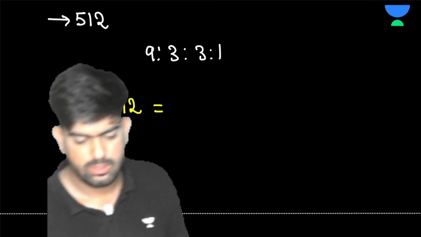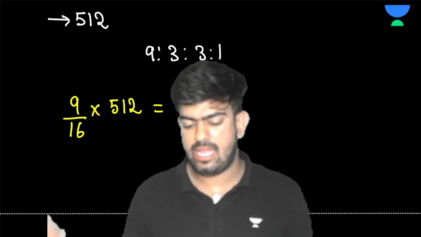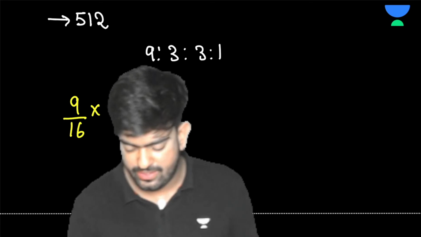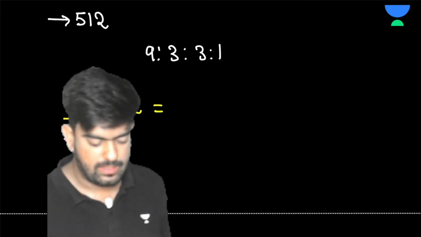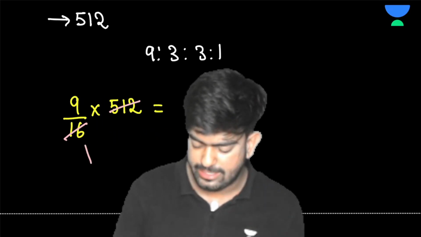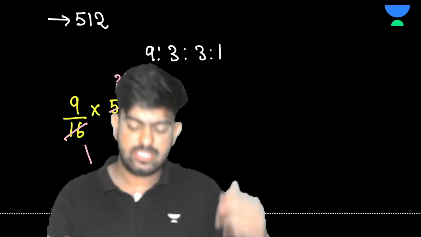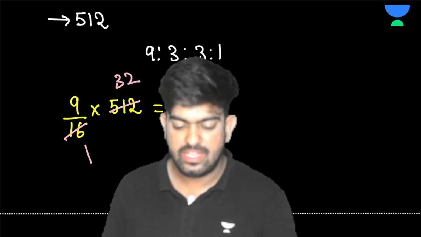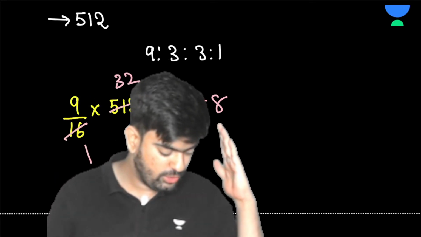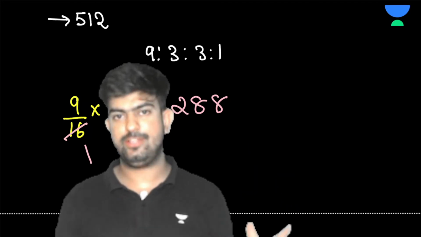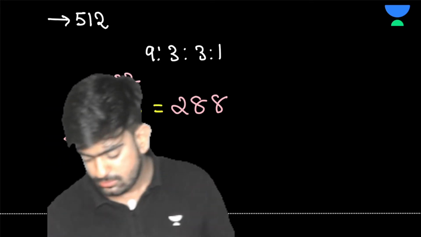288. Okay, 288. 16 and 512. 16 ones are 16, and can we cut it directly? This will be 32. And 32 into 9: 9 twos are 18, 9 threes are 27, 28. Very good. So we have the answer as 288. After this class, buy a chocolate for yourself and celebrate. Good job.